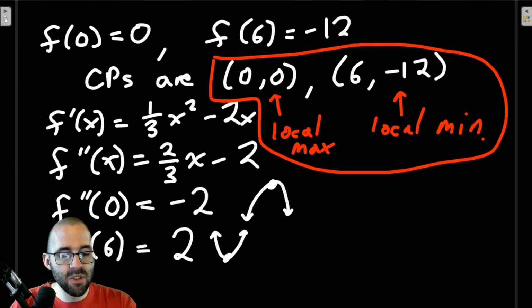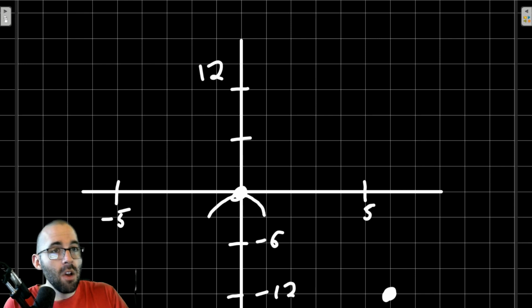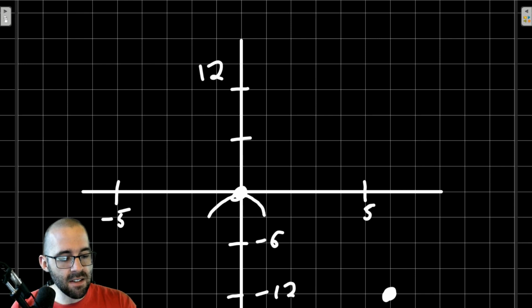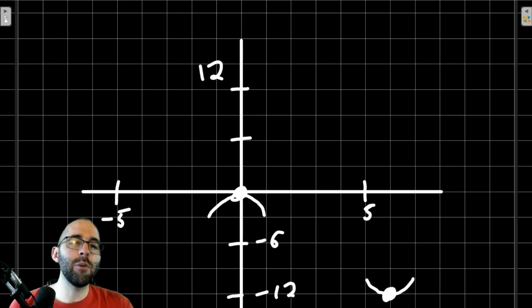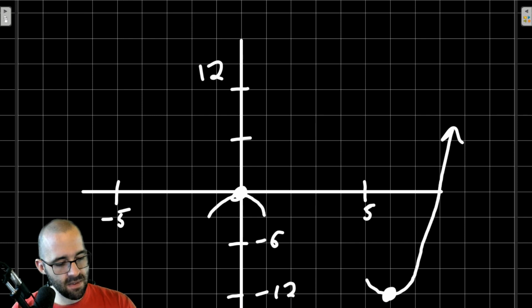That (0, 0) was a local maximum. So around here, the local max. We don't know the big picture, but locally, that's what it looks like. (6, -12), this other one, is a local minimum. We don't know the big picture, but locally, it looks kind of like that. And now this is a cubic function, so we just kind of connect the dots. All right. Over here, this shoots up. Presumably, they kind of connect some way.